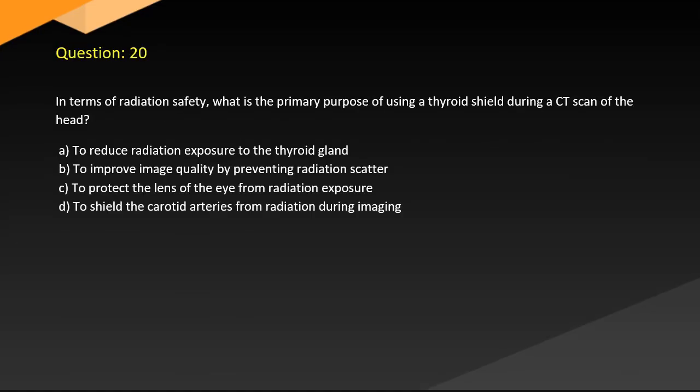Question 20. In terms of radiation safety, what is the primary purpose of using a thyroid shield during a CT of the head? A. To reduce radiation exposure to the thyroid gland. B. To improve image quality by preventing radiation scatter. C. To protect the lens of the eye from radiation exposure. D. To shield the carotid arteries from radiation during imaging.